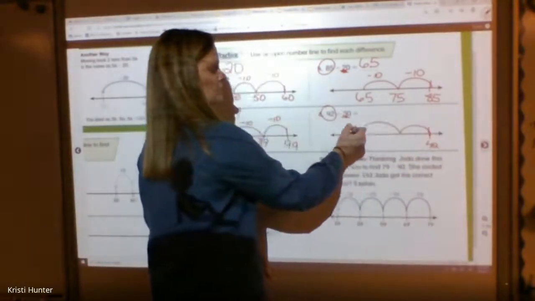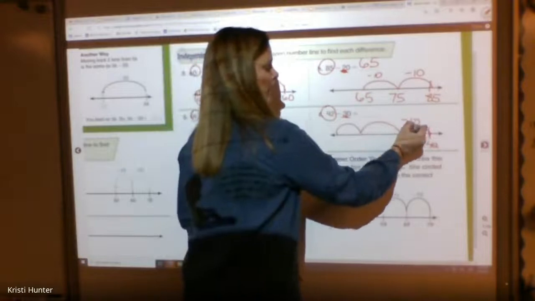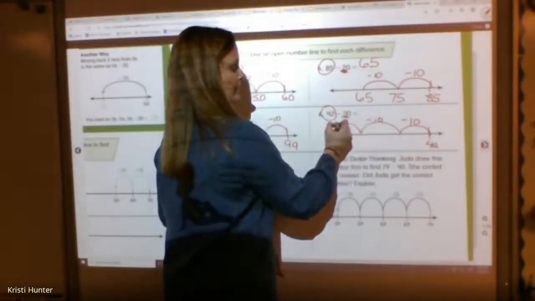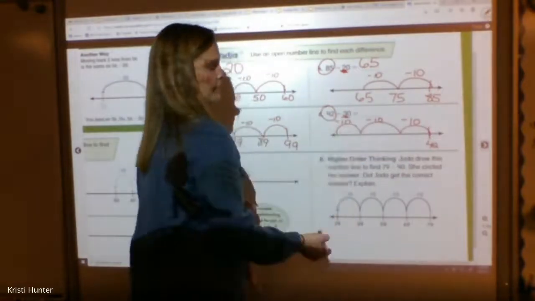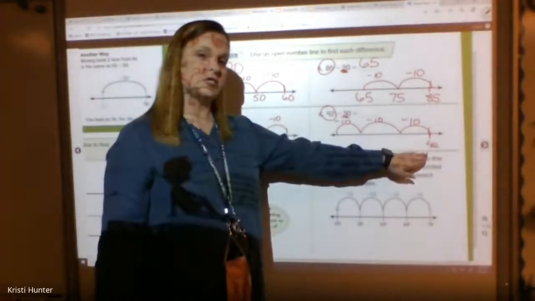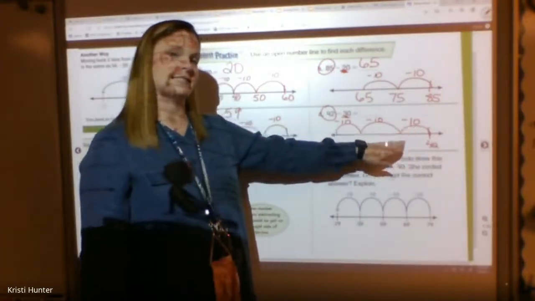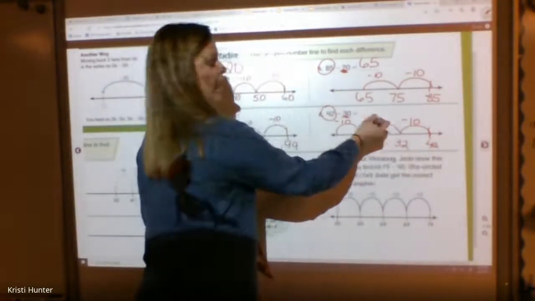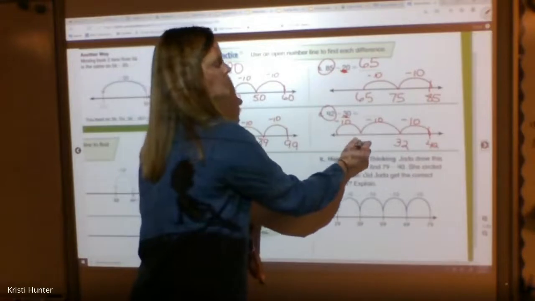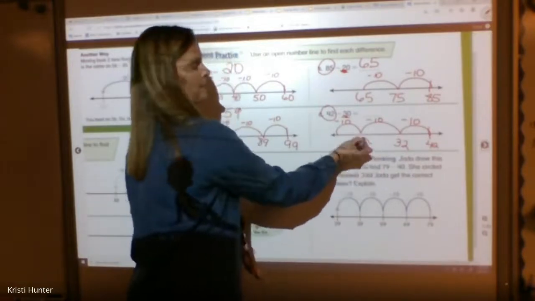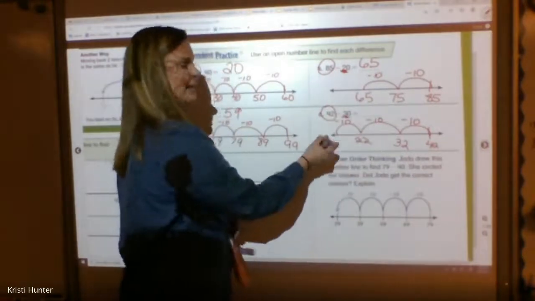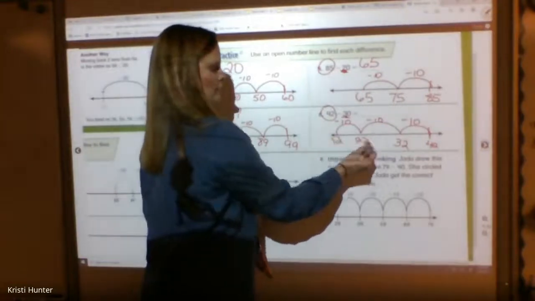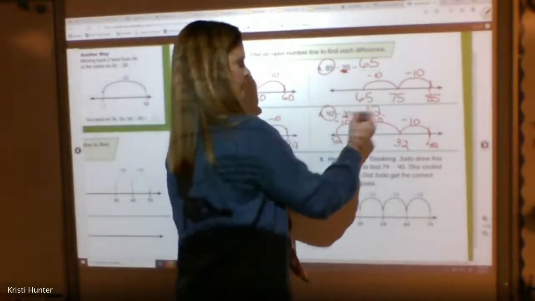3 jumps, 10, 20, 30. Back 10, back 10, back 10. So I'm at 42, and I want to subtract 10. I would be at 32. Back 10, 22. Back 10, 12. Very good. That one's a little harder.